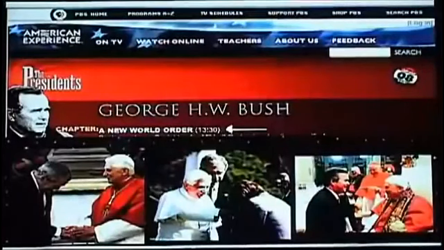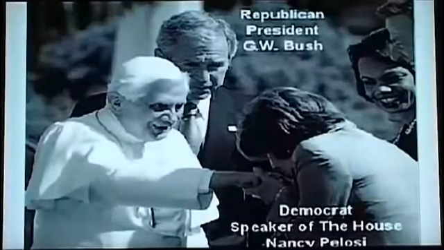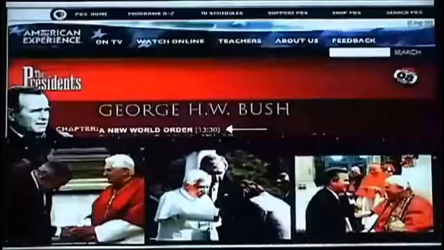Here on the American Experience, a program on PBS. PBS has a series called The Presidents. And when they were talking about George Bush, his program was called The New World Order. And here you will see on the left at the bottom, Bush is bowing, and then you have the Speaker of the House, Nancy Pelosi, kissing the ring of a foreign dictator.